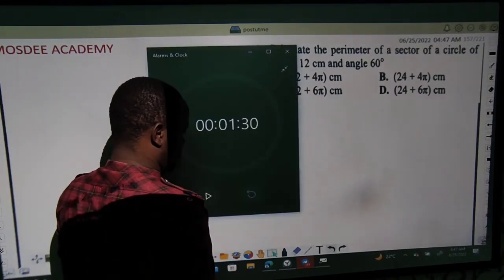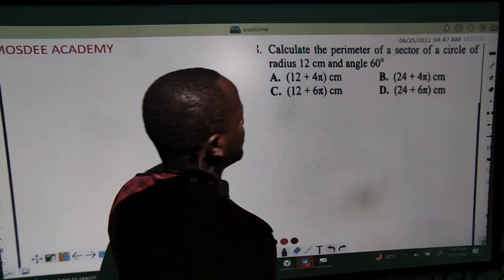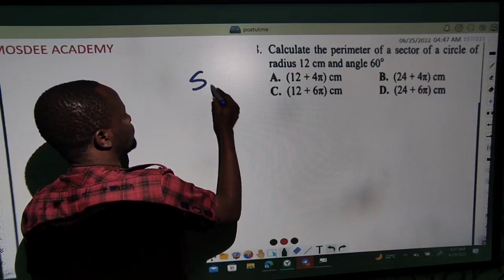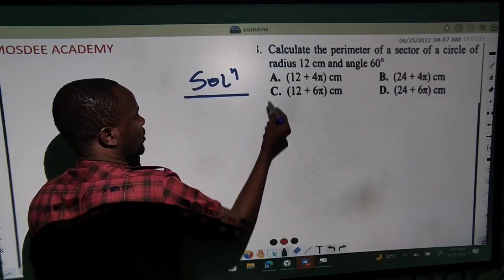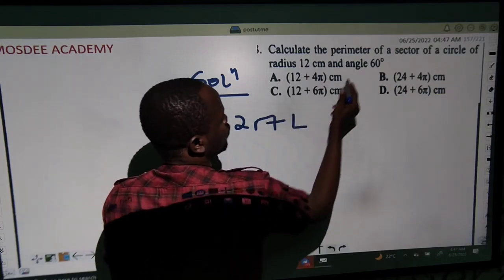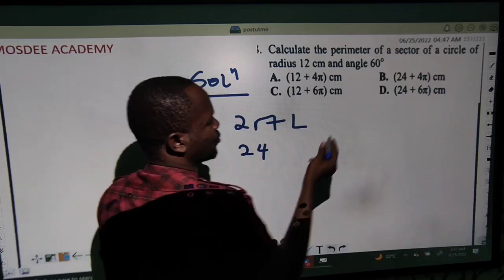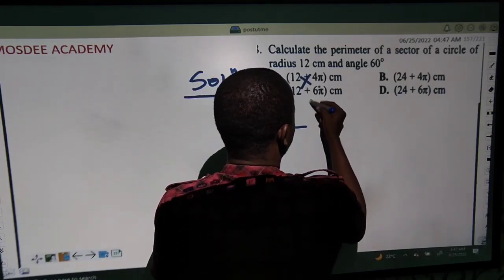The next question, we start with the time as usual, then we solve. Perimeter of the sector. Speed solution: it is 2r plus length of arc. So 2 times radius, which is 12, 2 times 12 is 24. These two are cancelled out.